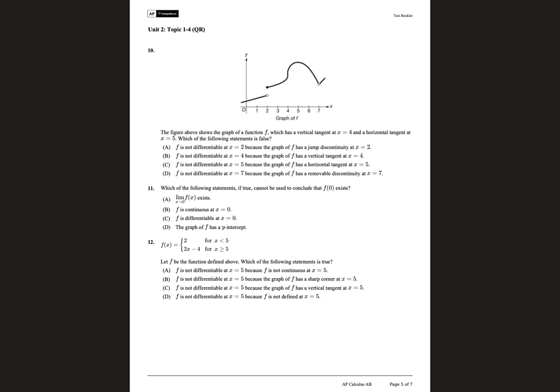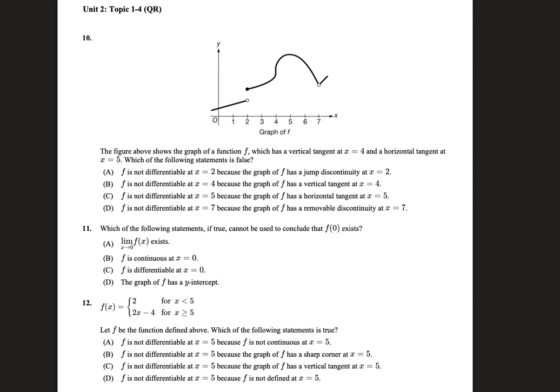Okay, so number 10. They say the figure above shows the graph of a function f, which has a vertical tangent at x equals 4. So we can kind of draw that. At 4, there's a vertical tangent line, and the slope of this line is undefined. Slope of that tangent line. So it has a vertical tangent line at x equals 4 and a horizontal tangent line at x equals 5.